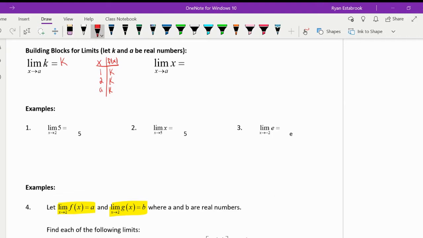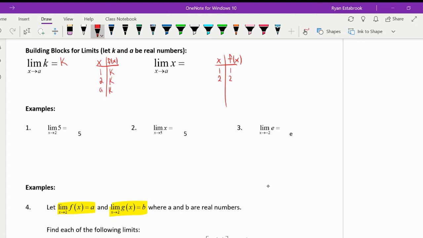For example, the limit of x as x approaches a. So if I say that f of x equals x, what does this come out to? If I plug 1 in for x, I get a value of 1. If I plug 2 in for x, I get a y value of 2. Whatever value you plug in for x is the value of the function you're getting out of it.